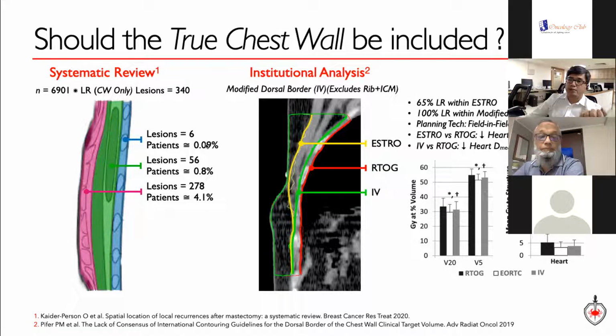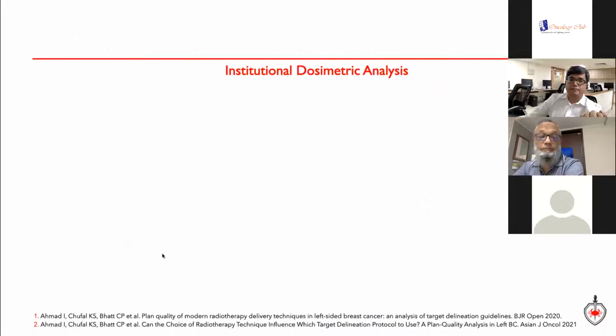So for something which is exceedingly rare, 0.1% of patients are going to develop a chest wall recurrence in the ribs and the intercostal muscles. But all of them, 99.9% of patients, are going to benefit by reducing the heart dose by about 2 gray. So that is one thing we should think about. And that study was performed in post-mastectomy patients.